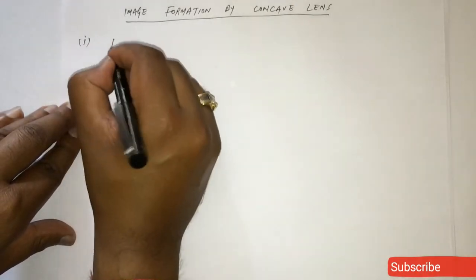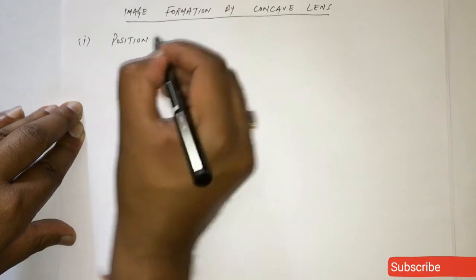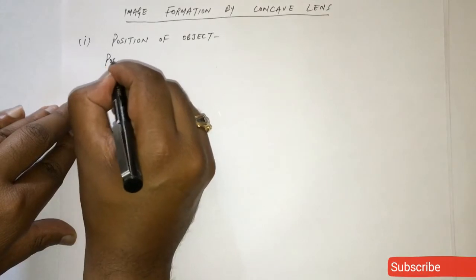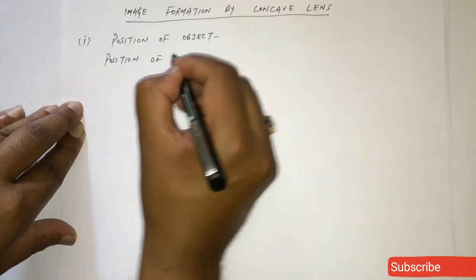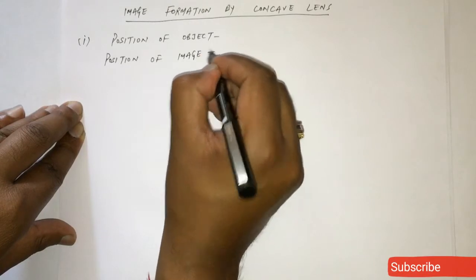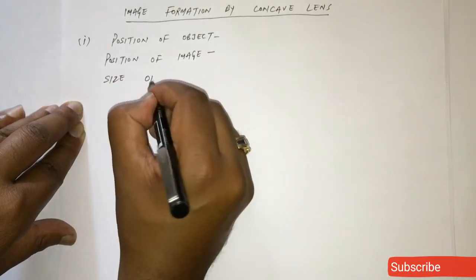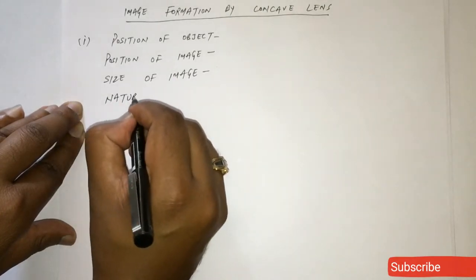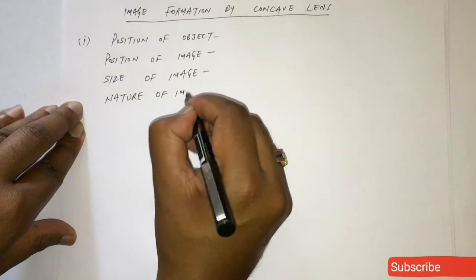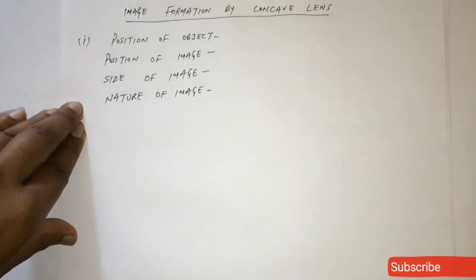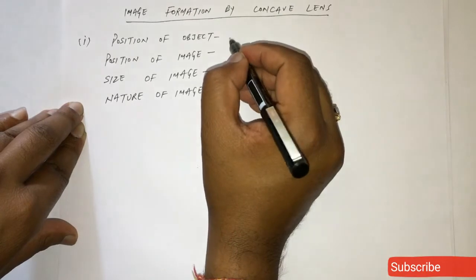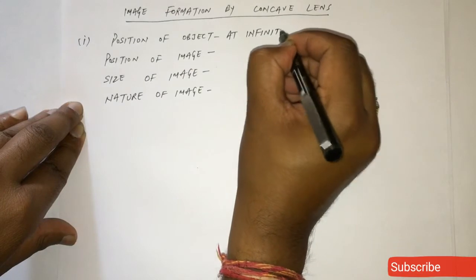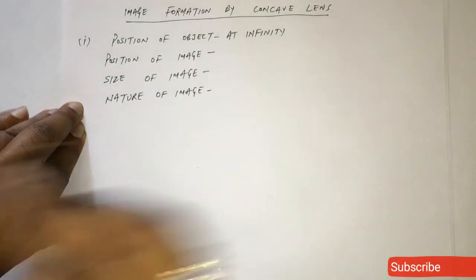Case 1. Again we have to write all the 4 points like position of object, position of image, size of image and nature of image. Fine. So the first case is when the object is placed at infinity. Infinity means at infinite distance.